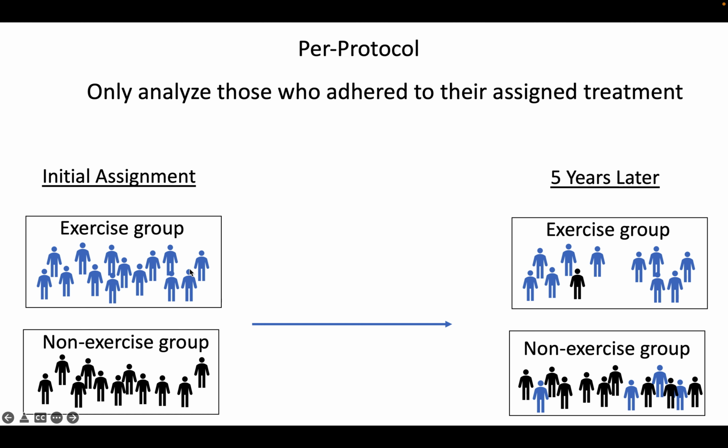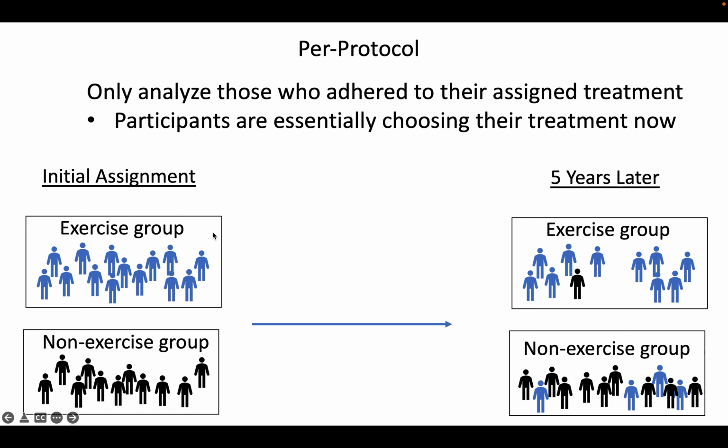So with per protocol, we basically don't count the data for people who switched arms. Basically, we make it a criteria for you to stay in the study that you stayed in your treatment arm. So these 4 people who switched treatment arms, their data is just deleted, basically. And now participants are essentially choosing their own treatment, and that's how an observational study works.